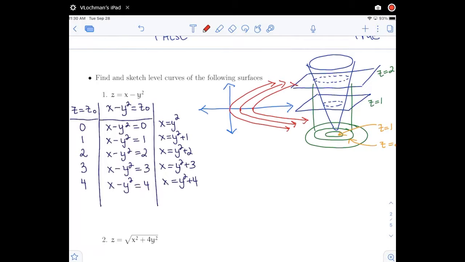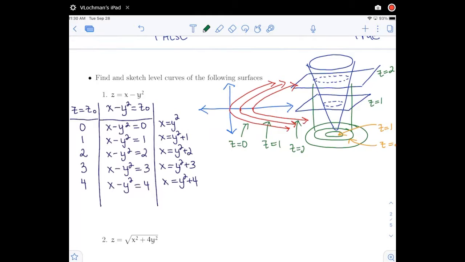Okay, and I'm going to go ahead and label it. So all of these need to be labeled. So this is z is equal to 0. This curve, z is equal to 1. This one is z is equal to 2. Go ahead and sketch the other two curves. I'm out of space over here, right? But you get the idea. So we sketch these curves, right?